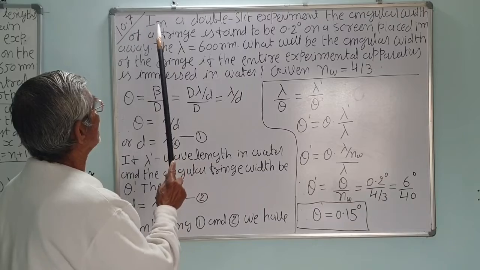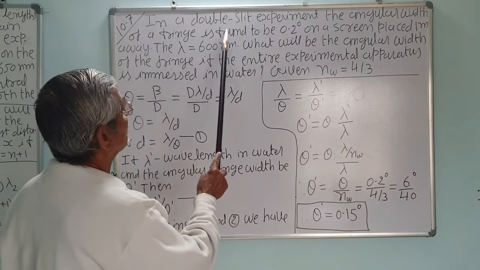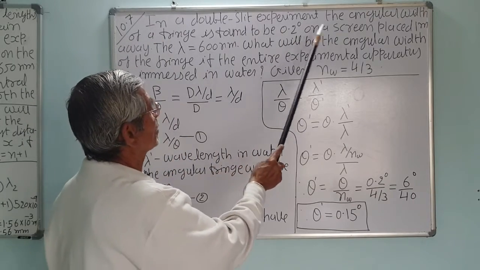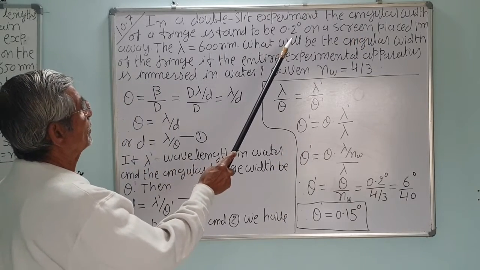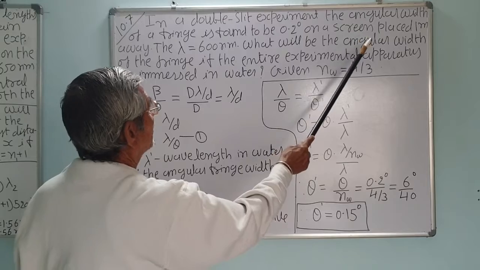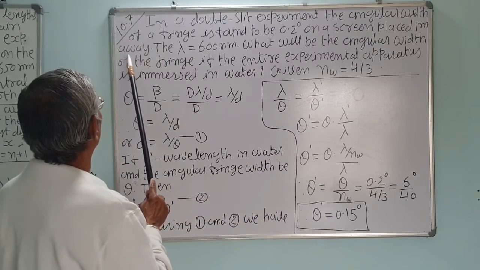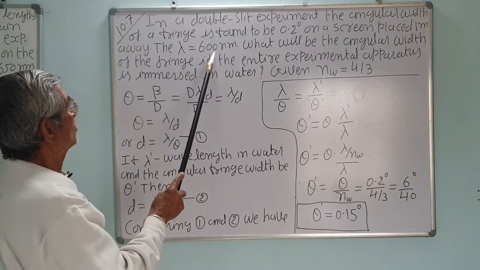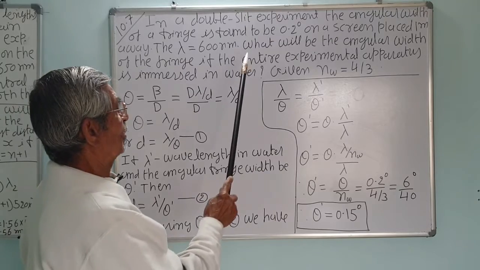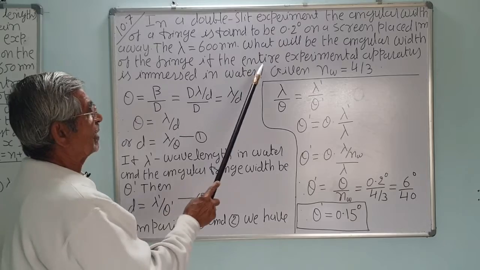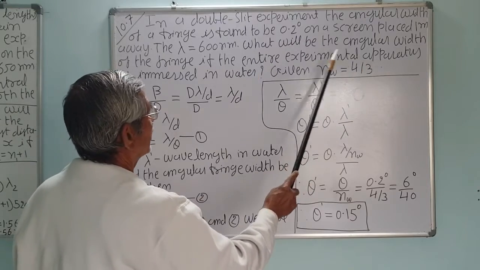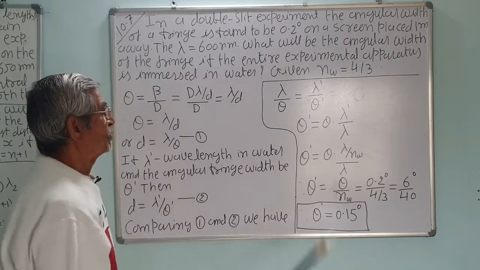Example 10.7 on the same page. In Young's double slit experiment, the angular width of a fringe is found to be 0.2 degree on the screen placed 1 meter away. The lambda is equal to 600 nanometer. What will be the angular width of the fringe if the entire experimental apparatus is immersed in the water?